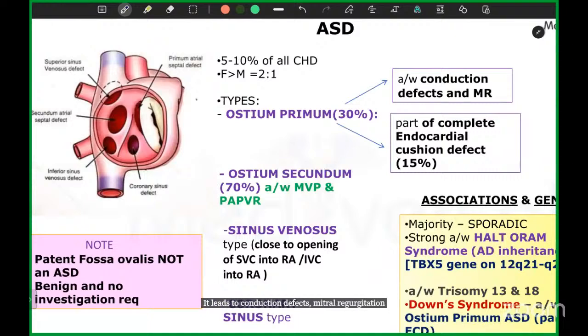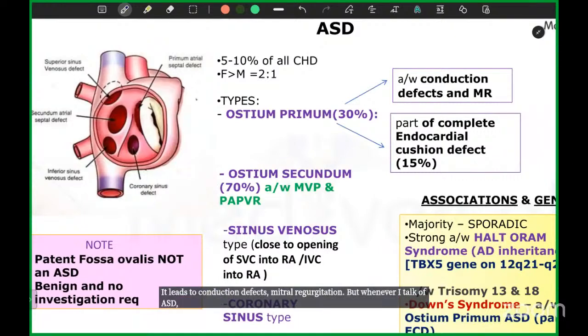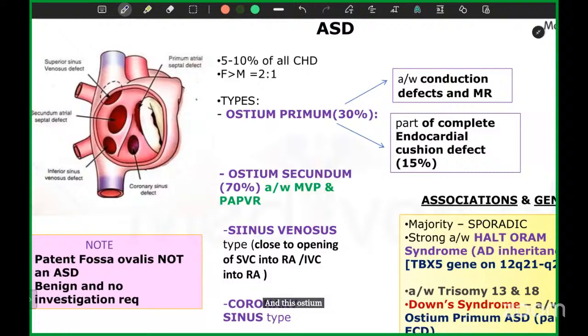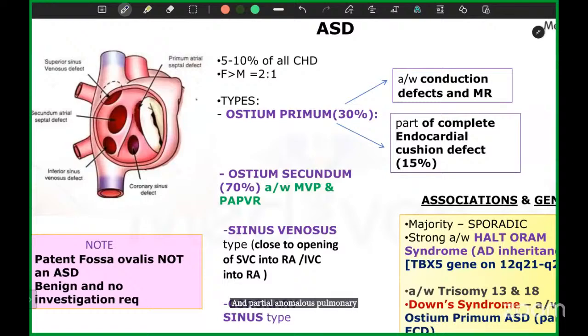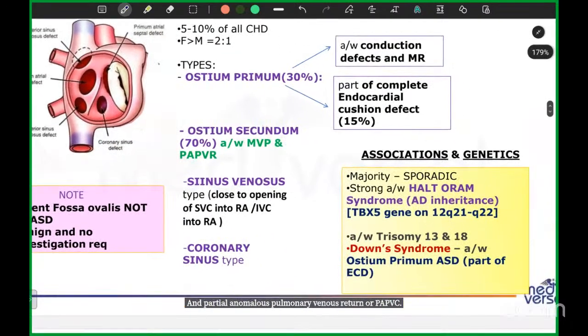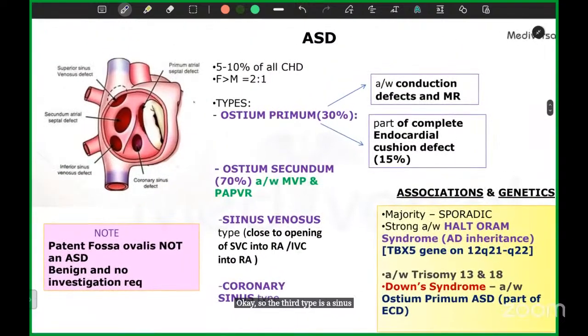But whenever I talk of ASD, what I predominantly mean, 70% of ASDs, is the ostium secundum complex. And this ostium secundum complex is what is usually associated with a mitral valve prolapse and partial anomalous pulmonary venous return, or PAPVC.